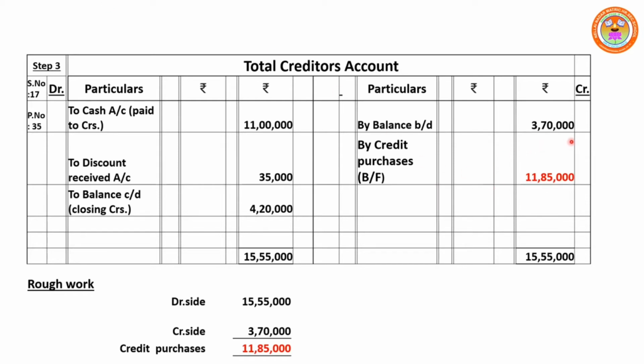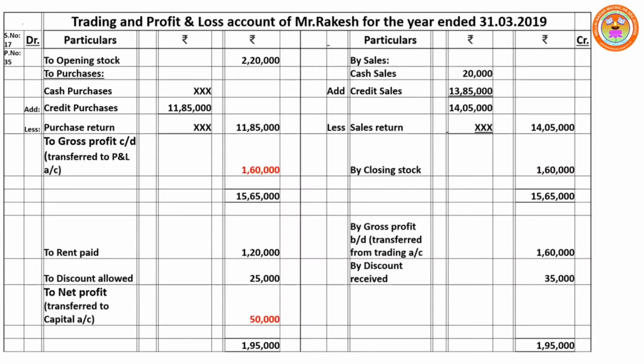This answer, credit purchases, will be used while preparing final accounts. So move on to the next step. We are going to prepare final accounts. Write the heading, trading and profit and loss account of Mr. Rakesh for the year ended 31st March 2019. Create debit side and credit side. Start with the word to opening stock. Look at the question. At the first date detail, stock of goods value 2,20,000.